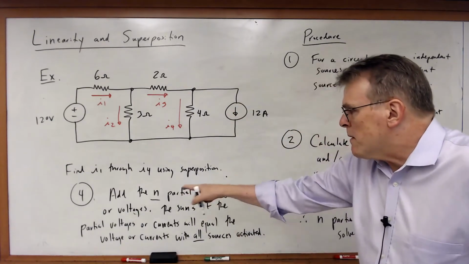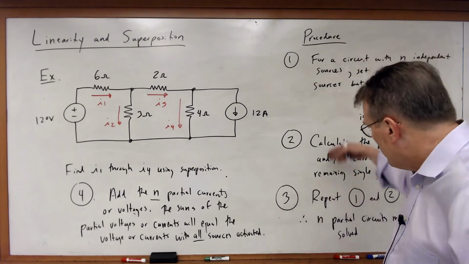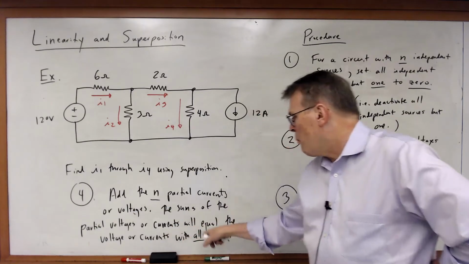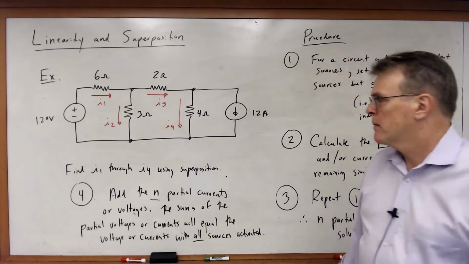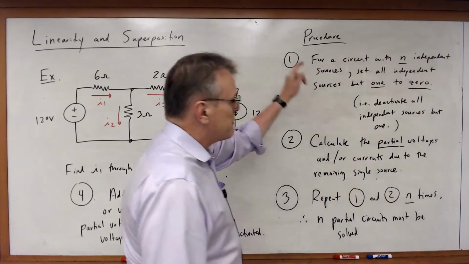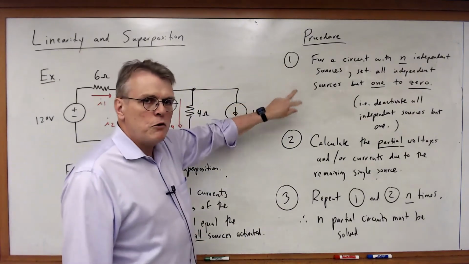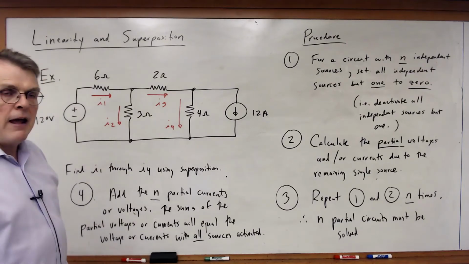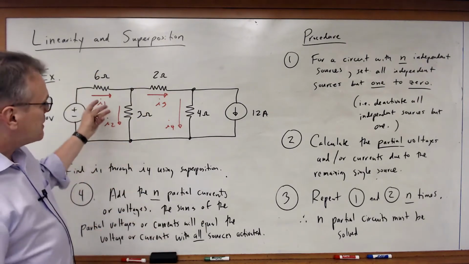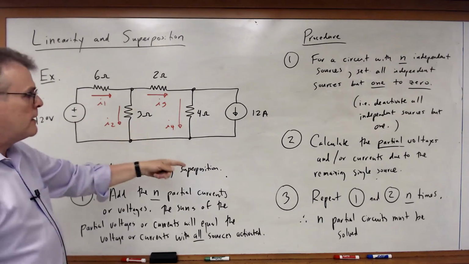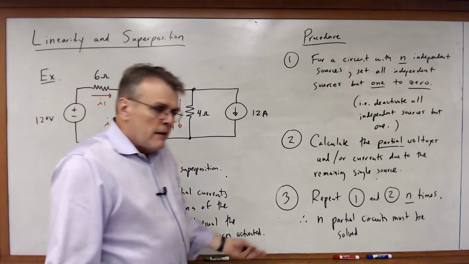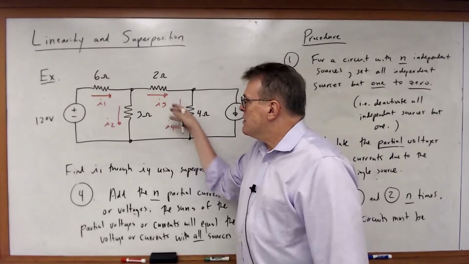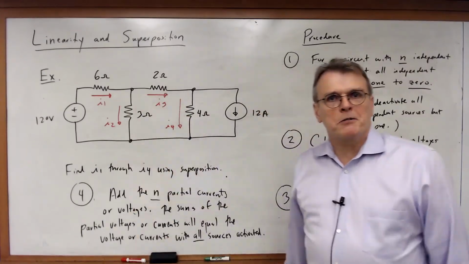So the sums of the partial voltages or currents you get from each of these steps, if you add them together, will equal the voltages or currents with all of the sources activated. So if I go through and apply superposition correctly, I'll get 2 partial sets of currents for I1 through I4. And then when I add those together, I should get the same I1 through I4 that I would get if I just solved the original circuit. That's what superposition says. In effect, it's saying the total is equal to the sum of the parts.